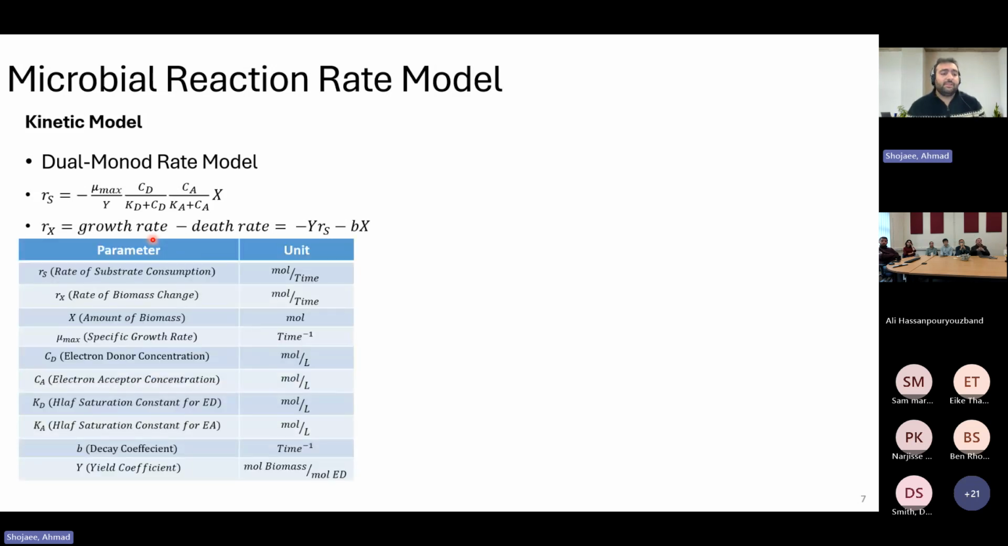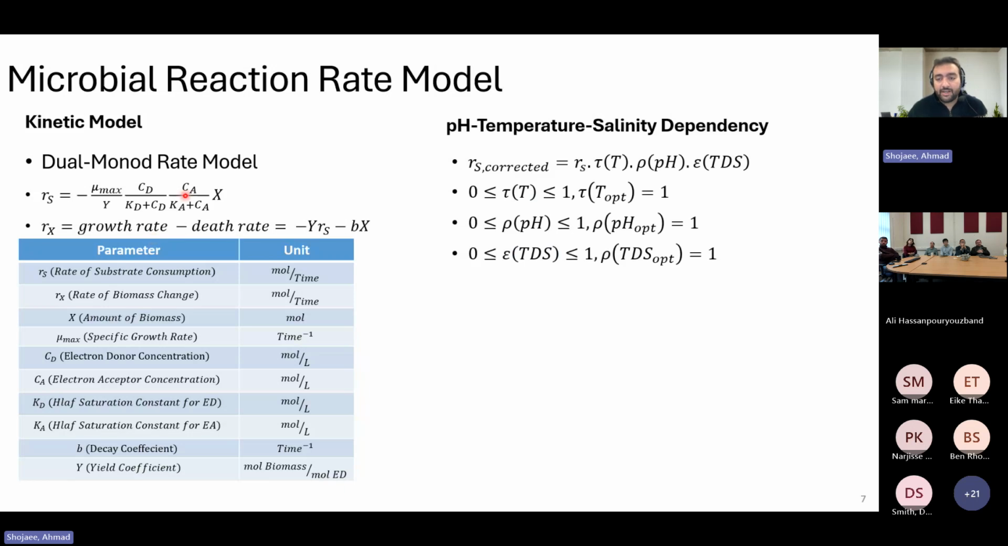This table shows each parameter with its unit. For the pH, temperature, and salinity dependency, we correct the rate of reaction here by defining some simple functions that generate a factor between 0 and 1. For example, for pH, this function generates a factor between 0 and 1, and this factor at the optimal condition means the best situation for microbes.